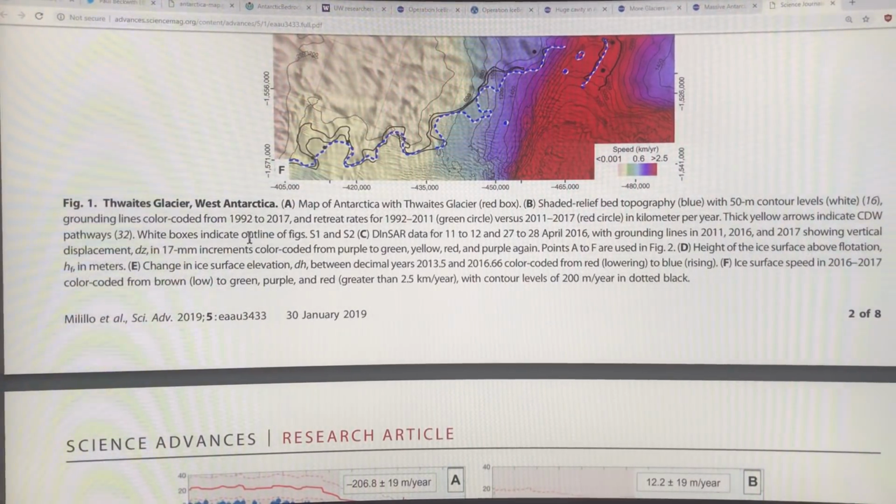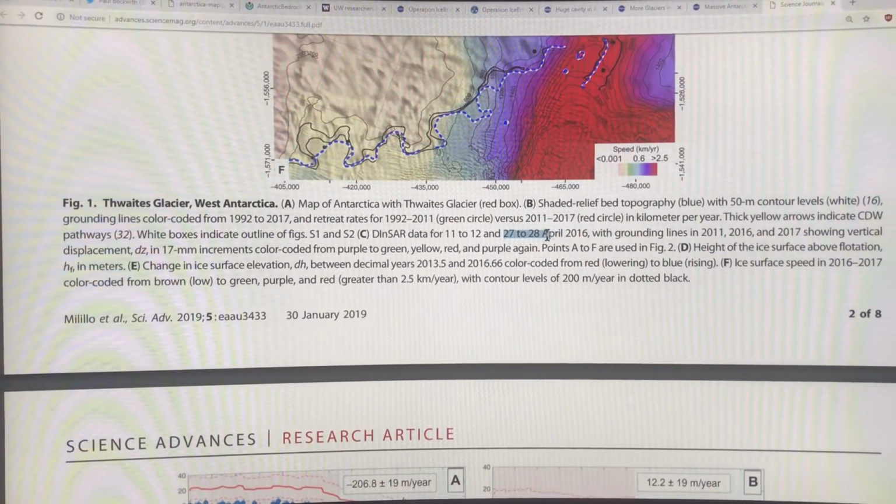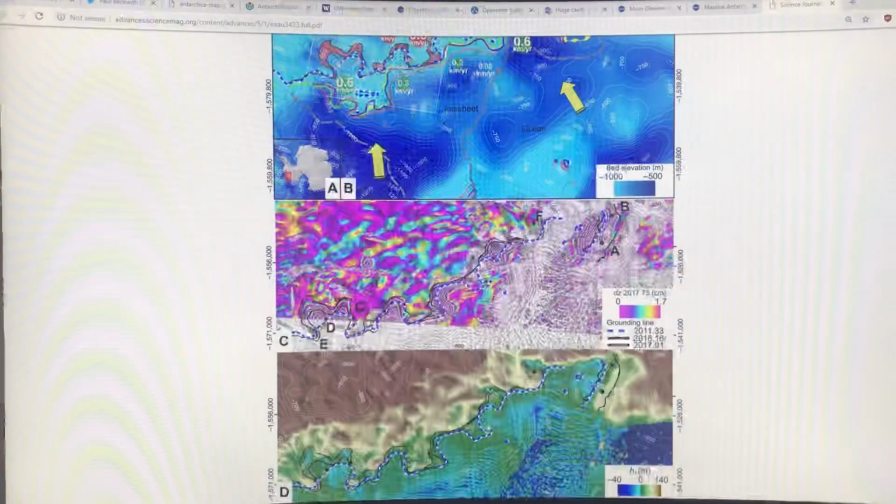So this shows DZ in 17 millimeter increments, color-coded. And this is data just from, if you take the data on April 11th and 12th, 2016, and then compare it to the data on April 27th to 28th. Okay, so this is just a 16-day difference.